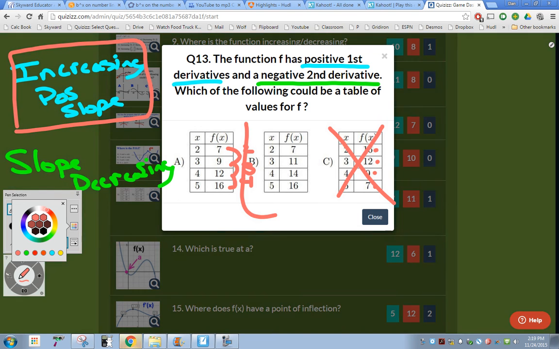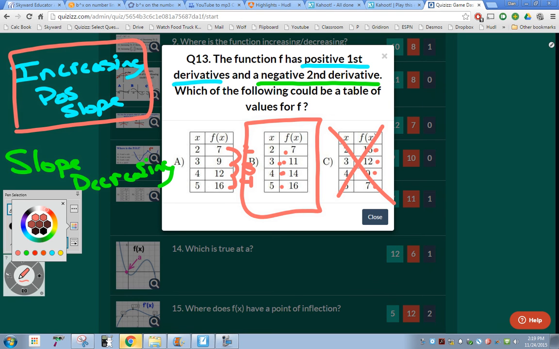This graph right here, B, is concave down. It is decelerating. Okay, the acceleration is negative. Whatever you want to think about it, that's what I like. All right, it goes from 7 to 11, so it jumped 4. And then it went from 11 to 14. Now it only jumped 3. And then went 14 to 16. Now it's only jumping 2. It's not increasing at quite the same rate.